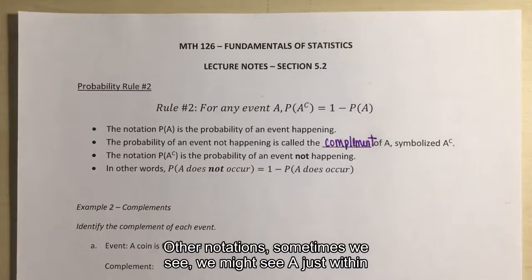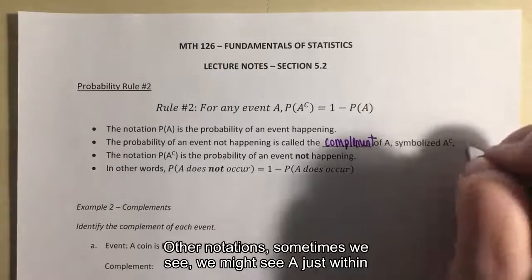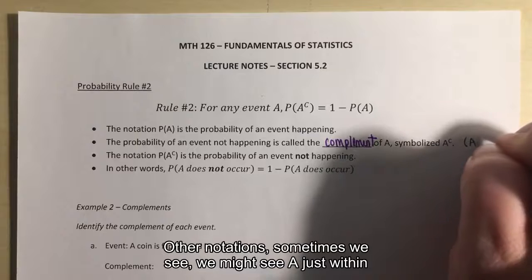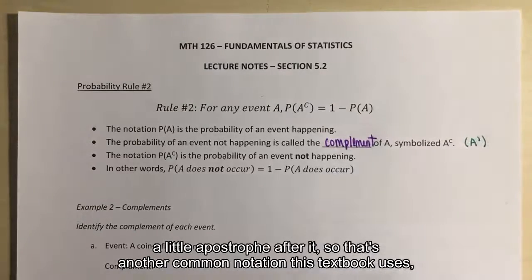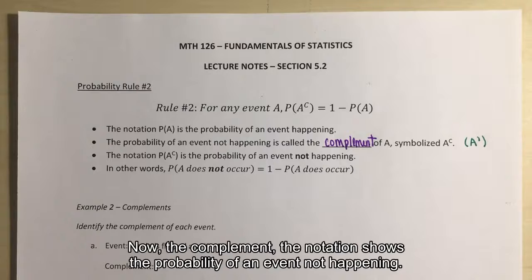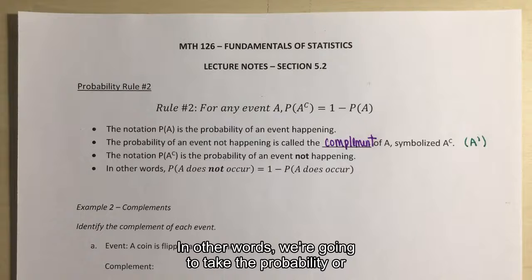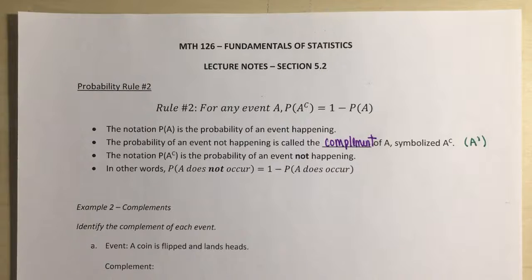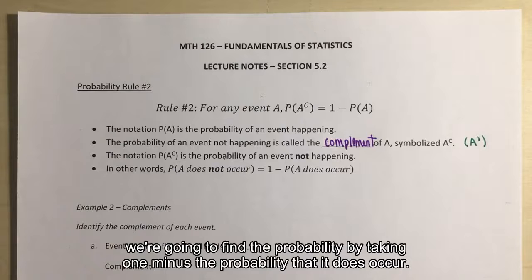Other notations, sometimes we might see A just with a little apostrophe after it. So that's another common notation. This textbook uses the A with the subscript of c, so that's what we're going to use for complement. The complement notation shows the probability of an event not happening. In other words, we're going to find the probability by taking 1 minus the probability that it does occur.